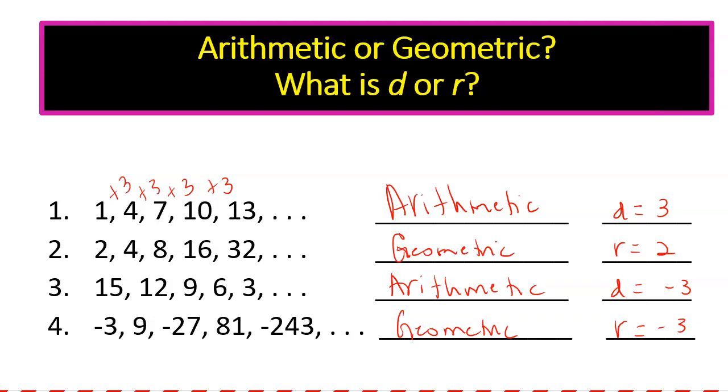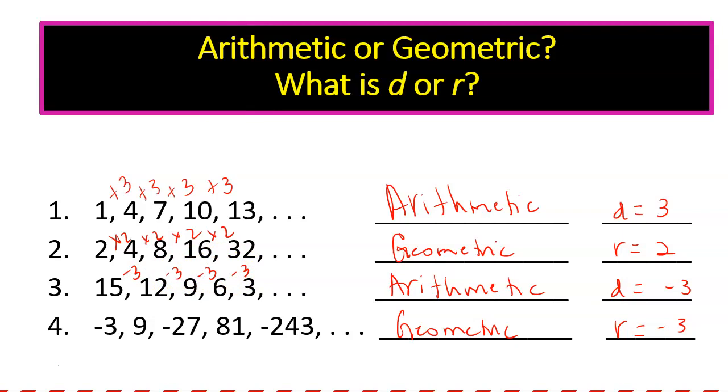All right, and here are the answers. For number 2, we had a geometric sequence. We are multiplying by 2. 2 times 2 is 4, times 2 is 8, times 2 is 16, times 2 is 32. Continuing. So this is geometric, and my R, my common ratio, is 2. For number 3, 15 minus 3 is 12, minus 3 is 9, minus 3 is 6, minus 3 is 3. Therefore, this is arithmetic with a common difference of -3.